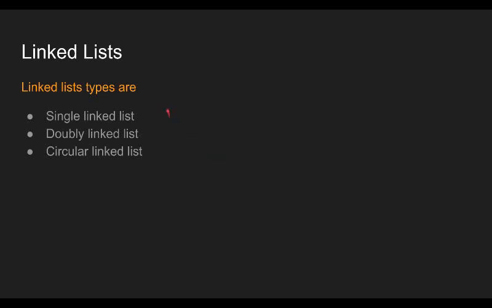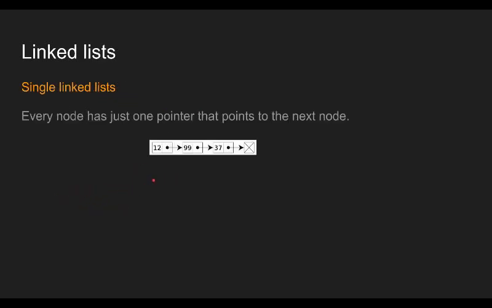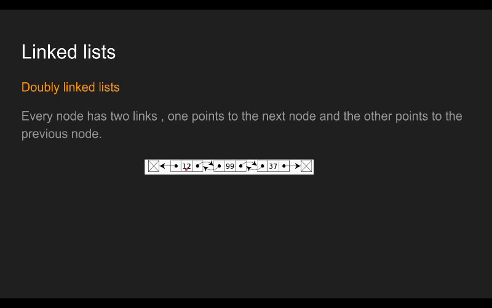There are many types of linked lists. We have here singly linked list, doubly linked list, and circular linked list. Let's talk about these types and see what is the difference between each type. In a singly linked list, every node contains only one pointer that points to the next node. In doubly linked lists, we have in each node two pointers. One points to the next node and another one points to the previous node.